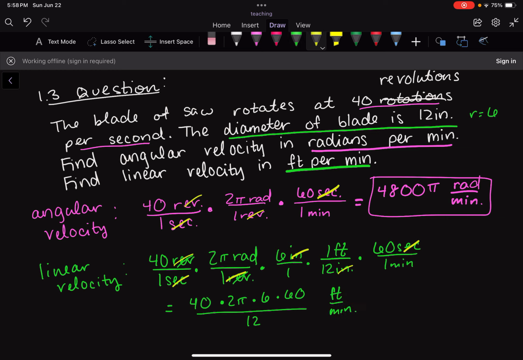Now I'm going to reduce this, but I just wanted to write it out first. 2 and 6 will cancel out this 12. So here I get 40 times 60, which would be 2,400 pi, and this is feet per minute. And that would be it.